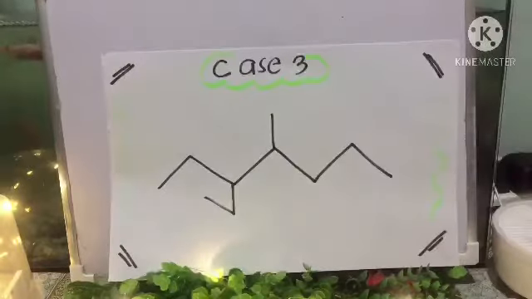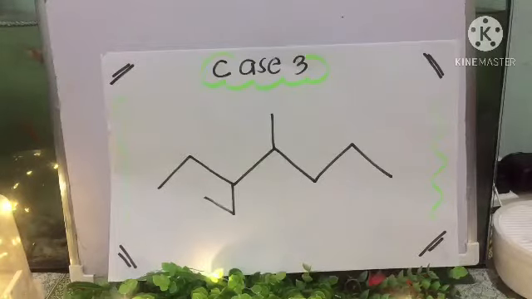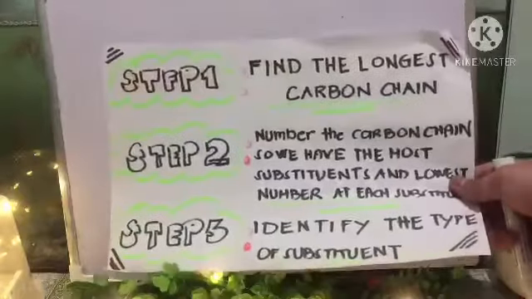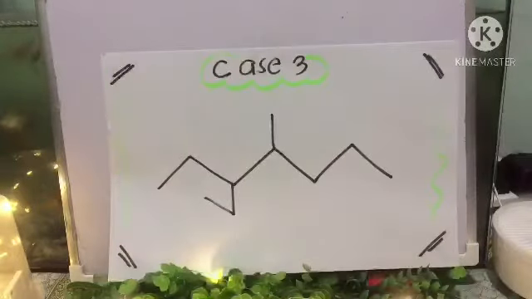Next, we have case 3. So the structure has different substituents. Here's how we'll format the name, with the 2 different substituent names and the numbers where they are located, followed by the longest carbon chain. So step 1 again, find the longest carbon chain.